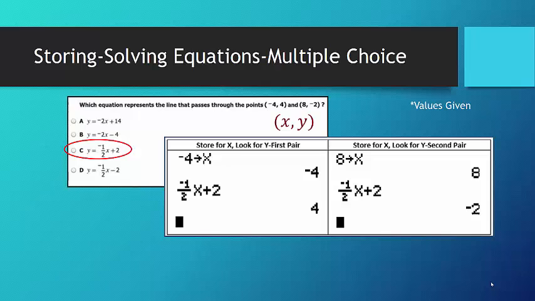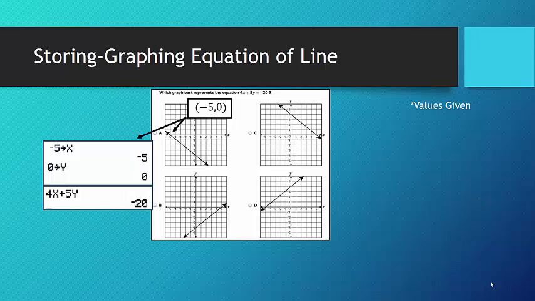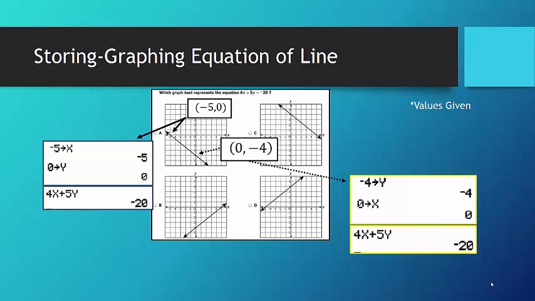Now we're looking at solving equations of a line. We're going to pick a point on one of the lines. So here we got -5, 0, and that means we're going to store -5 for x, 0 for y, and type the left hand side. We get -20, so that works. Let's pick another point on the line: 0, -4. We store -4 for y, 0 for x this time, and type out the expression. We get -20. Cool, so our answer is A.